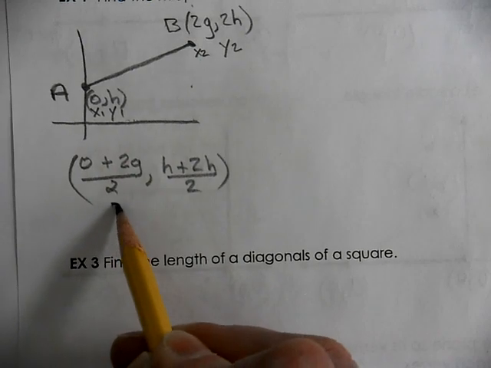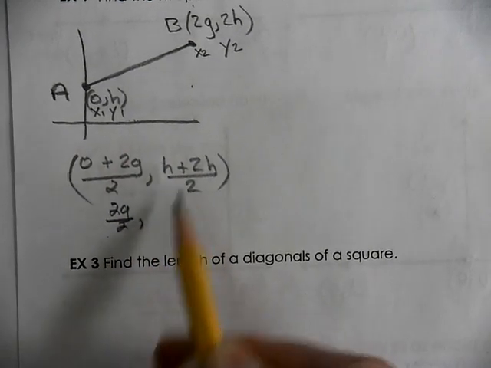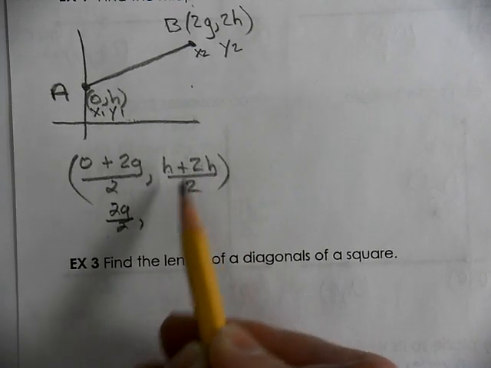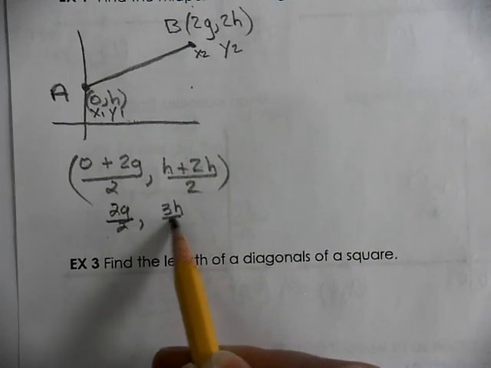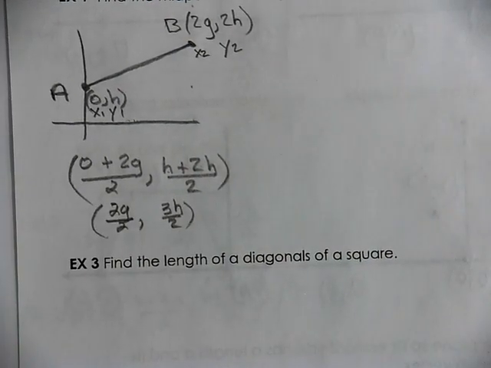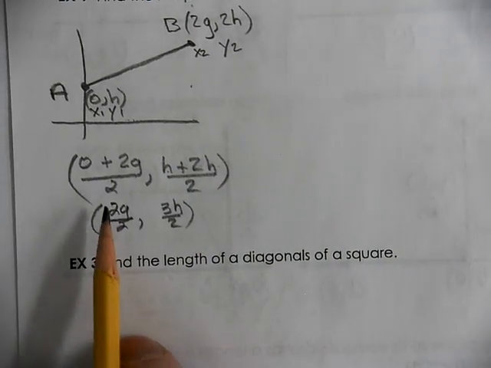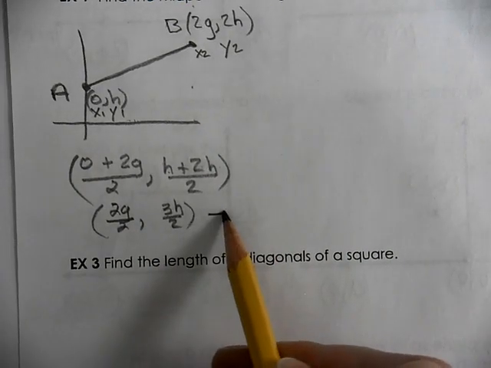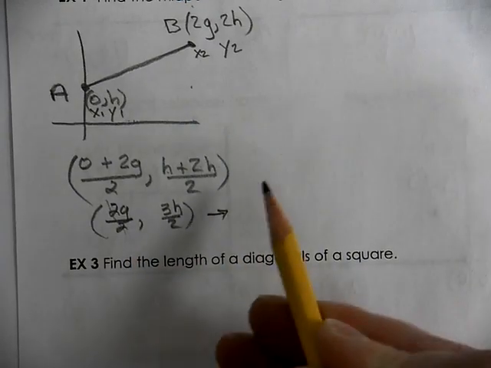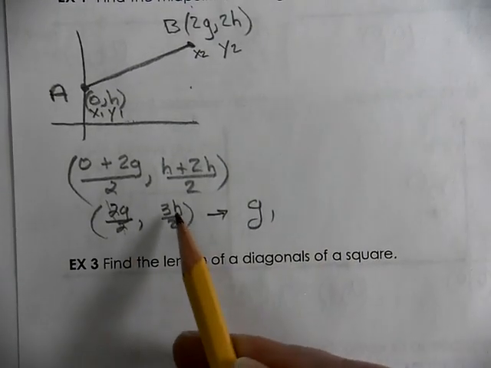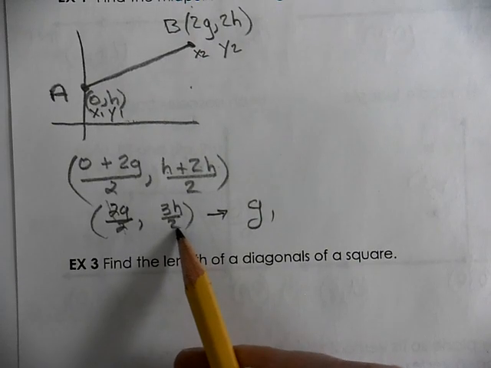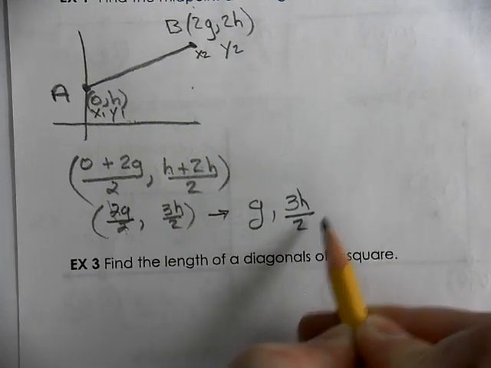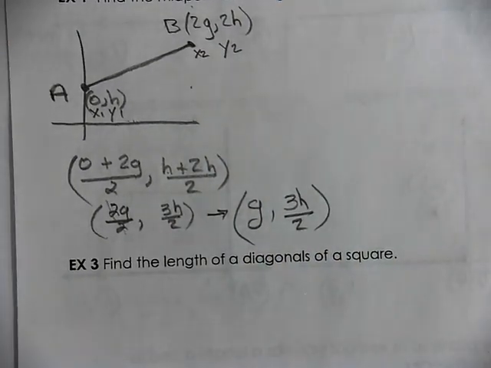So we have 2g over 2, and this is h plus 2h. So 1 plus 2. This is 3h over 2. Well, we can reduce one of these. We have 2g over 2. So you can reduce the 2's out of that and call that g. But here we have 3h divided by 2. 2 doesn't go into 3 evenly, so we're just going to leave it. 3h over 2. That would be your midpoint.